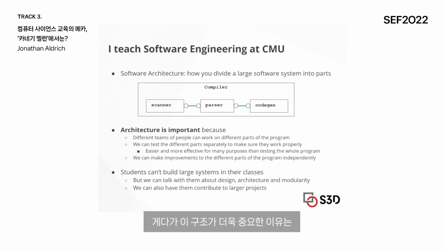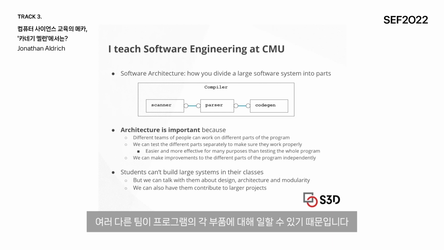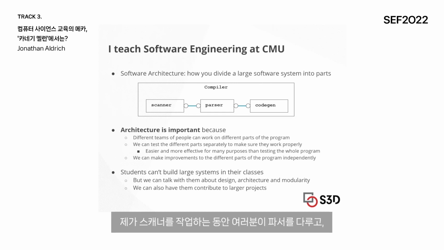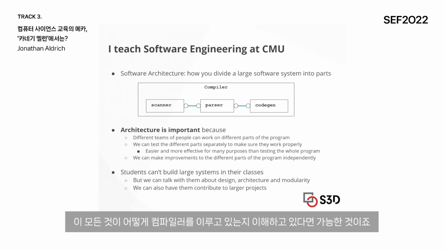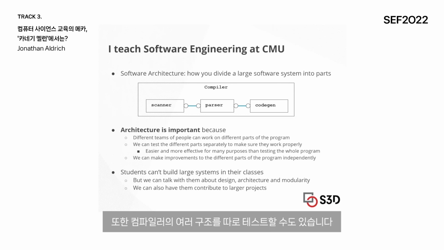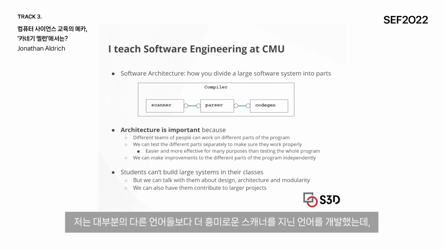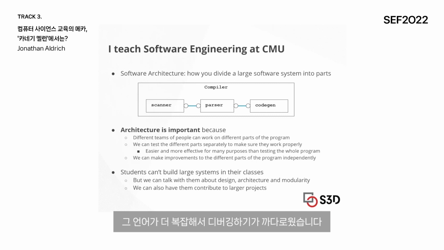And moreover, this architecture is important because we can have different teams of people working on different parts of the program. I can work on the scanner while you work on the parser, and one of our friends works on the code generator. And by working on all 3 at once, we can get more done. And we can do that as long as we understand the connections between those pieces of the compiler. Furthermore, we can test the different parts of the compiler separately. I developed a language that had a more interesting scanner than most languages, and it was tricky to debug because it was more complicated. But by isolating it, I could test that scanner independently of the rest of the language and get it to be right.